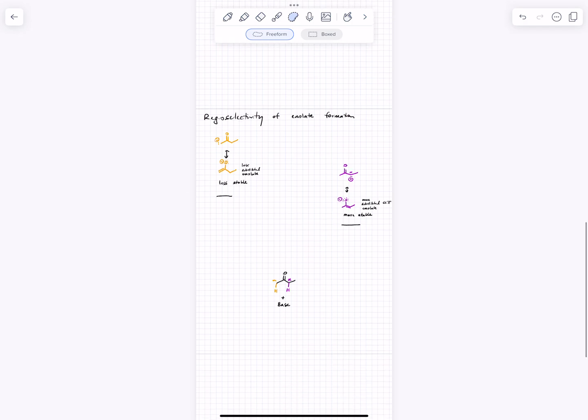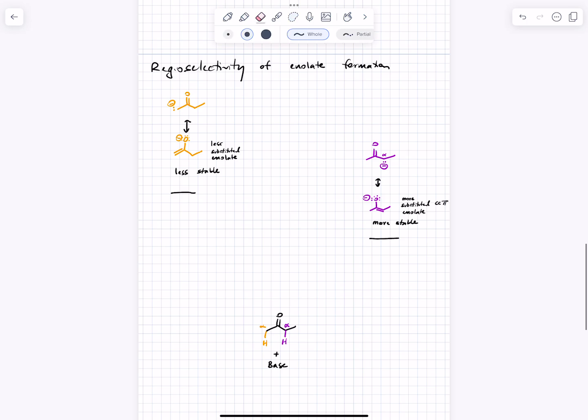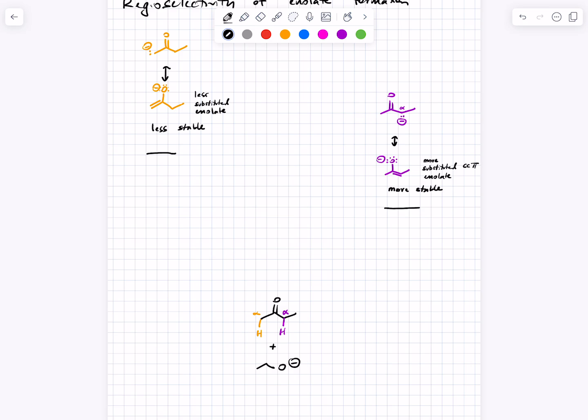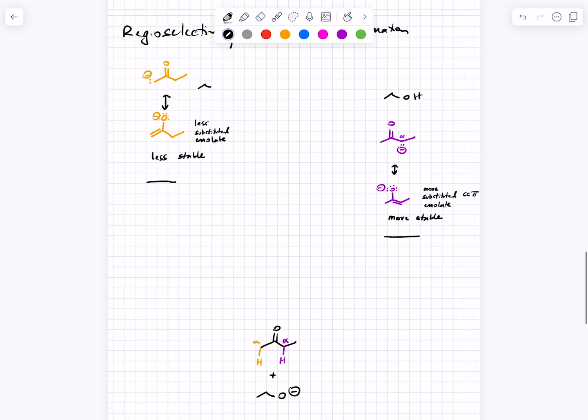Suppose our base is something that's not very reactive, like ethoxide, and then the conjugate acid of our base is ethanol up here with the enolate. Remember, the pKa of ethanol is 16. The pKa of our acidic protons on the ketone is around 20. That tells you it's much more stable to be ketone starting material than to be enolate product if you're using the alkoxide as a base.